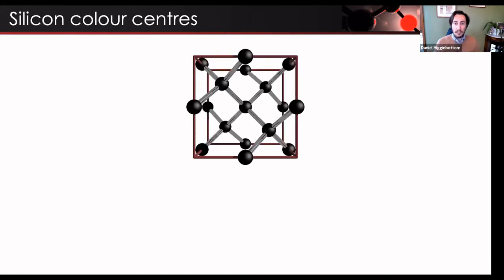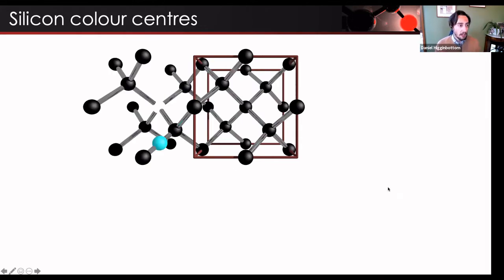And that's why we've been investigating some alternatives. So at SFU, we've been looking at a different type of optical emitter in silicon, which is called a silicon color center. Historically, it's actually called a silicon radiation damage center, but we want to call it a silicon color center here to highlight the similarity with the diamond color centers like NV centers.